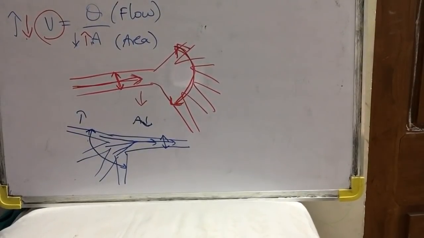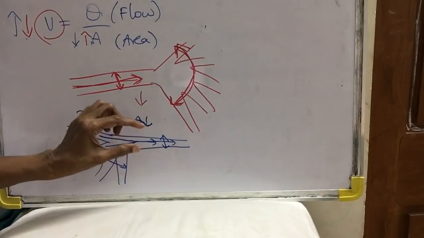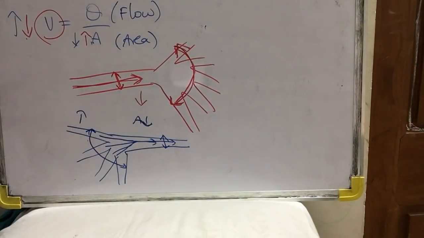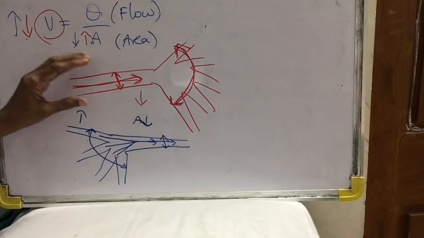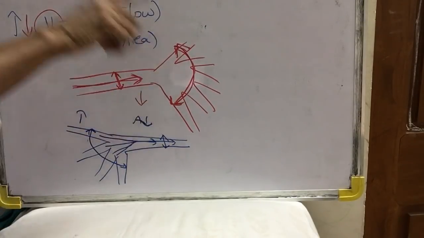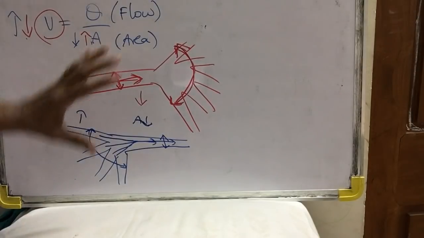Did you understand clearly? The velocity increases as the blood flows from venules to the veins, because in the veins the cross-sectional area is decreased. So the velocity increases as the blood flows from venules to veins. Whereas as the blood flows from large arteries to the smaller arteries, the velocity decreases, because the cross-sectional area is increasing. So here it is opposite.